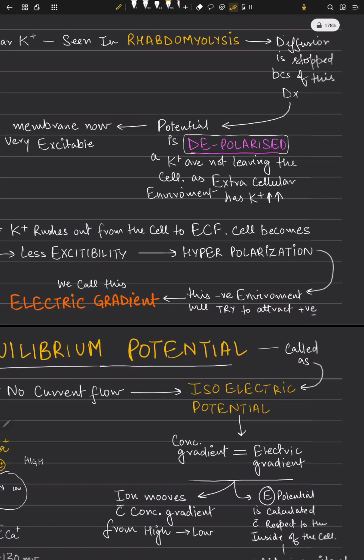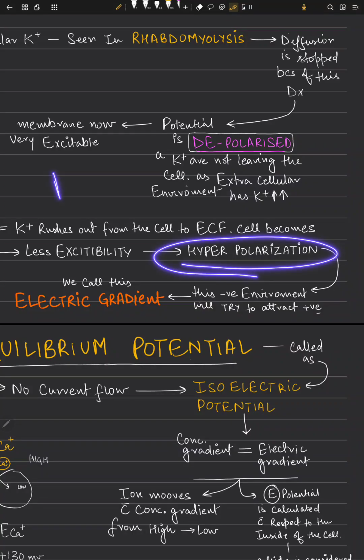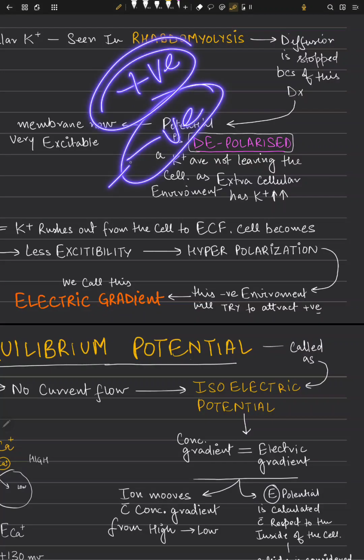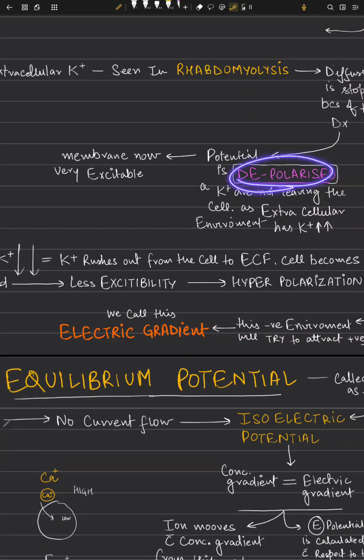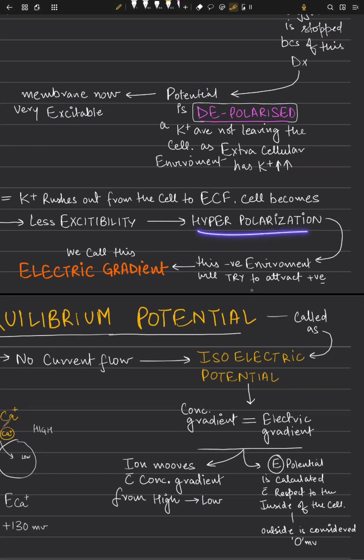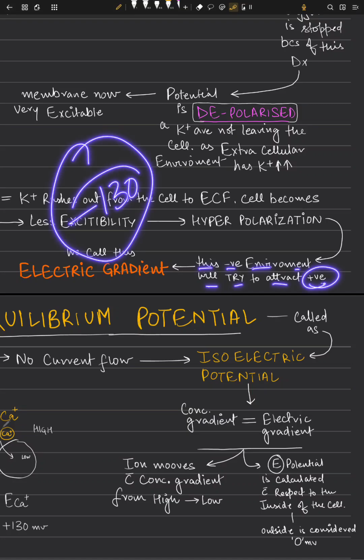Less excitability is called hyperpolarization. Polarization means it's either a lot of plus or a lot of negative. So it's polar, so it's hyperpolar. It means it's a lot of negative. What about depolarization? In a cell we say polar is minus, so if I say depolar, it means plus. Hyperpolarization: this negative environment will try to attract positive charge, of course, because the cell is now sitting at minus 130. There is a deficit. There is a lot of space for charges to come inside.